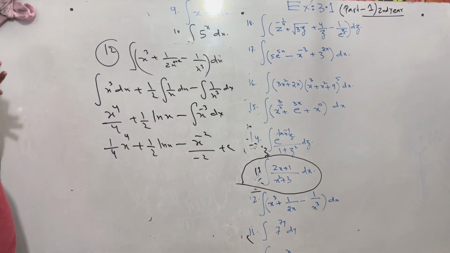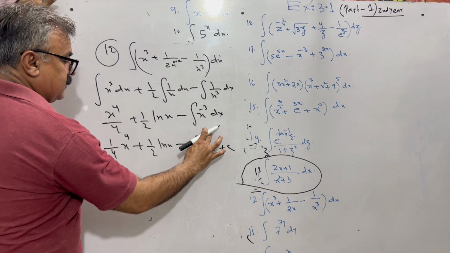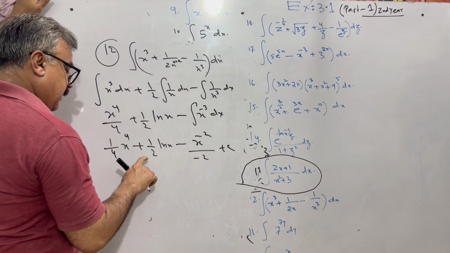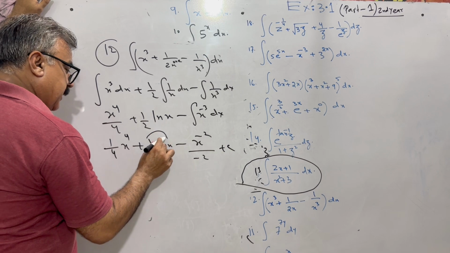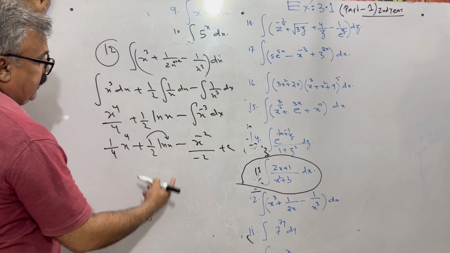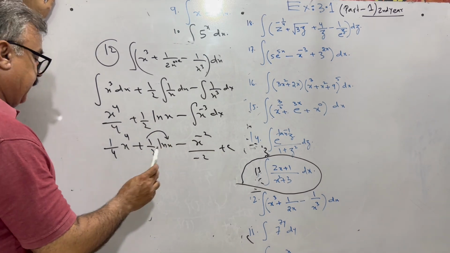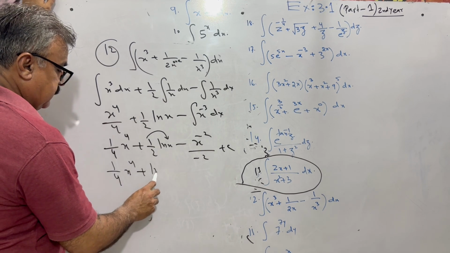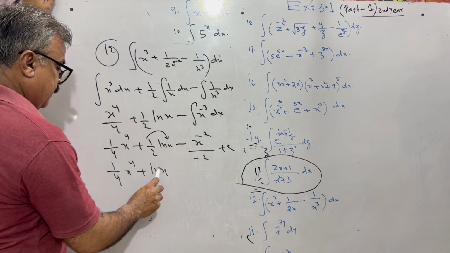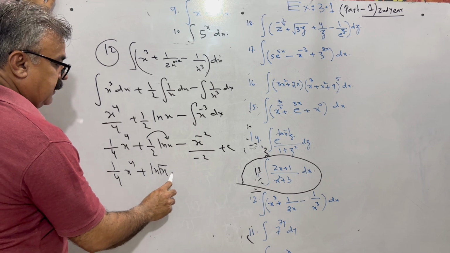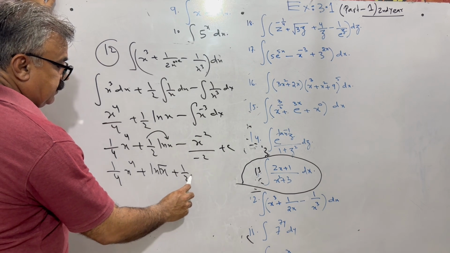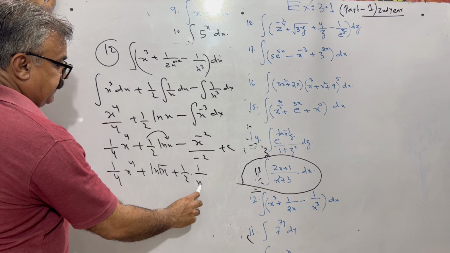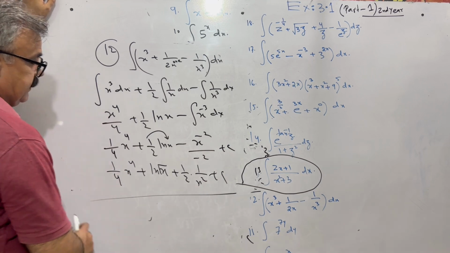Minus minus plus. Leave here, convert this into positive 1 over x square. Make this coefficient a power of x. By virtue of the log property, we can write 1 over 4 ln x^4 plus ln x raised to 1 over 2, which means under root, minus plus 1 over 2, shift x square into the numerator, plus c. That's our answer.